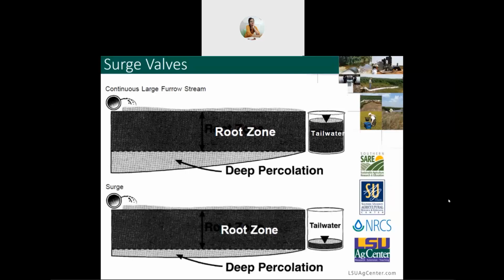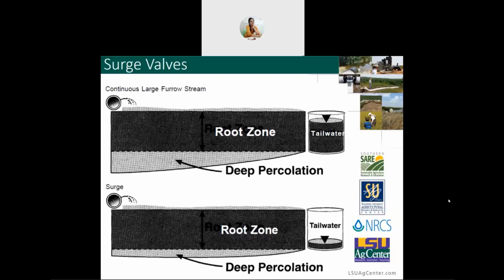With surge irrigation, you're still going to have some deep percolation. There's no way to really get rid of that with the length of our rows, typically. But by surging it and allowing water to infiltrate before you apply another amount of water, you get more even infiltration along the length of the field, as well as less tailwater at the end of the day.